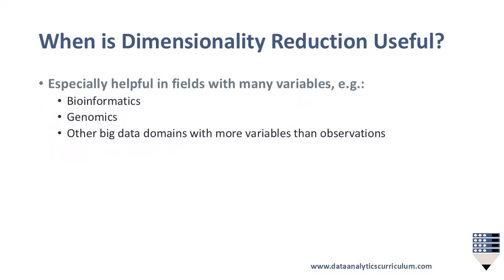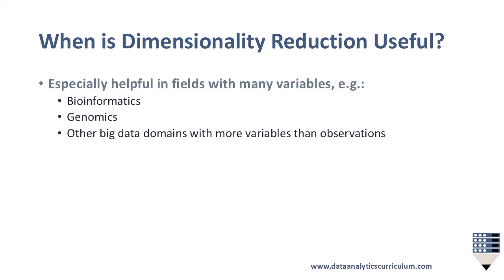When is dimensionality reduction useful? It's especially valuable in areas like bioinformatics, genomics, and image recognition, fields with massive datasets containing hundreds or thousands of variables. It's also used in exploratory data analysis, to make visualizations simpler, or in machine learning, to improve model performance by reducing noise and redundancy.